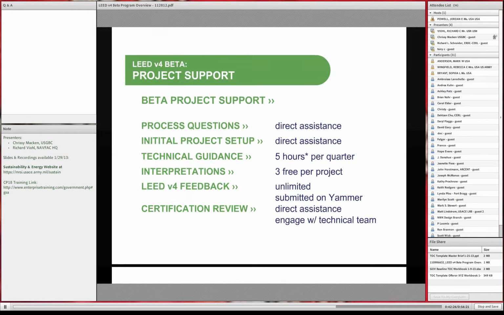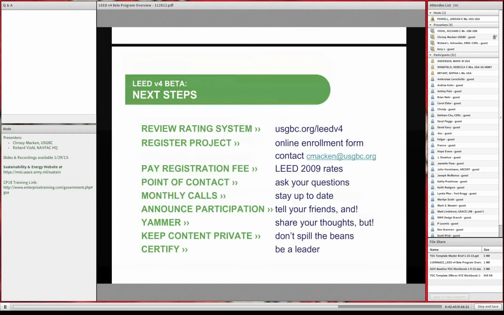With the 5 hours per quarter that you see with regard to technical guidance, that essentially means 5 hours per quarter of being on the phone with someone from our technical team, which is actually quite a lot of time. That would be a lot of questions, but we do have that gauged out that we're able to ensure at least that amount of time per project, and then as needs arise, we can certainly handle those as well.